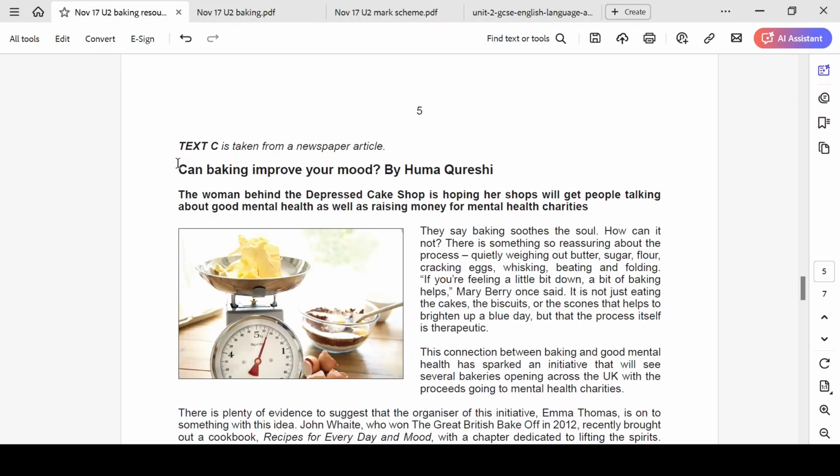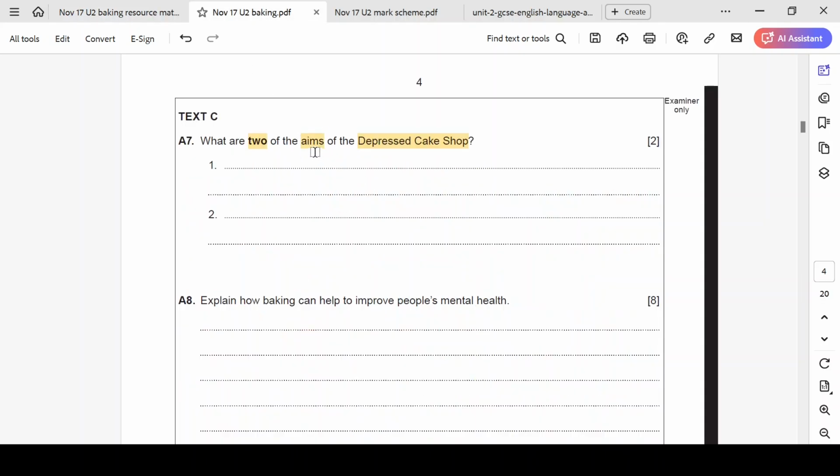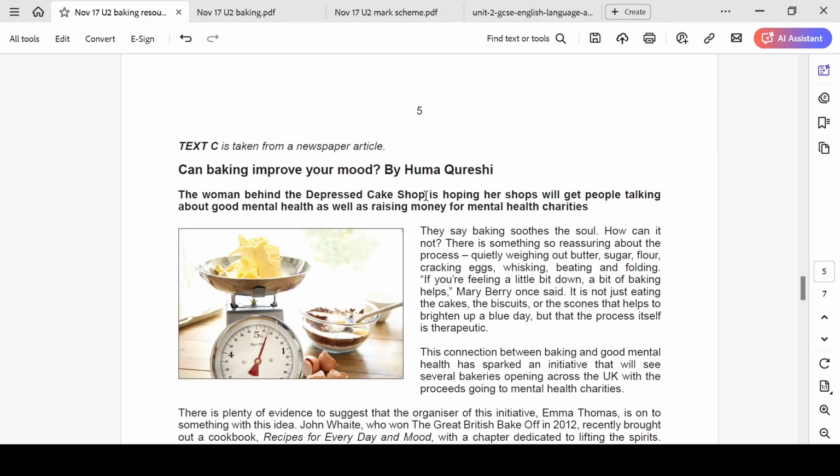Now if I go to the resource material, what I find here is that if I scan for the word aims, I'm not going to find it, but I am going to find depressed cake shop. So I know there's a good chance that my answer is going to be here. So the woman behind the depressed cake shop is hoping her shops will get people talking, and so on. Is that the same as an aim? So it's what you want people to do, isn't it? Or something you want to happen. So the woman behind the depressed cake shop is hoping her shops will get people talking about... That sounds like an aim. It's just another way of saying aim, isn't it? So I'm pretty confident I'm in the right territory here.